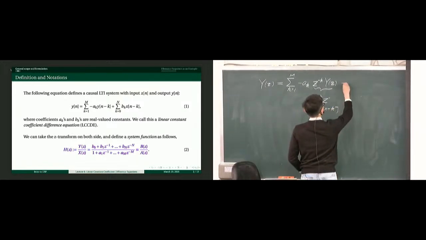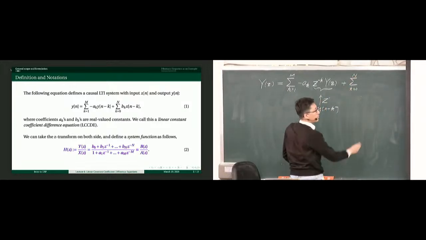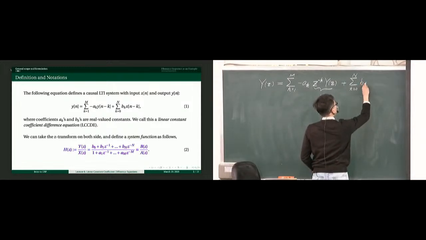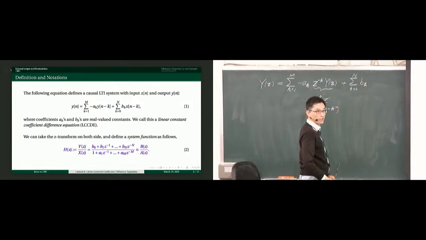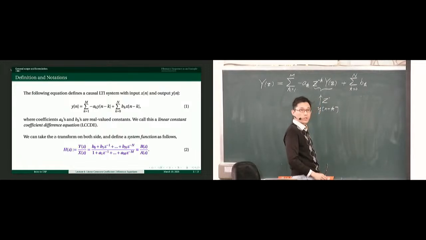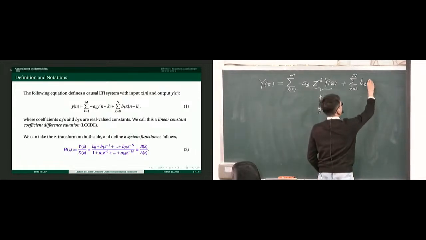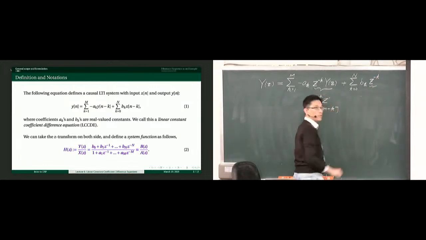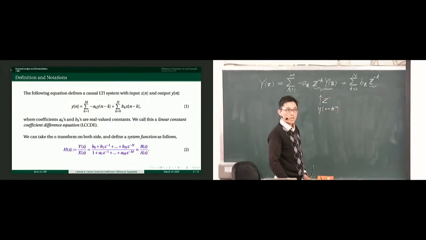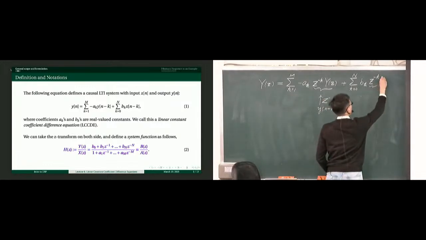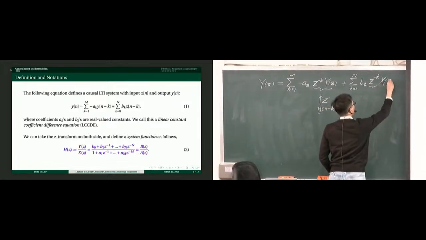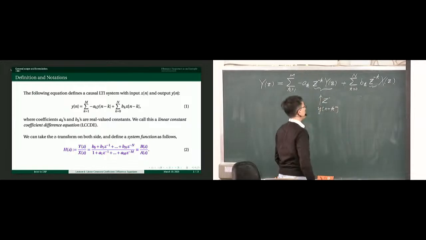And then the next term is very similar. We have a summation. K now goes from 0 to big N, and b_k constant, x delayed by k samples again. So let's practice one more time. Delayed by k samples corresponds to this term in the z domain, and then multiply by X(z).